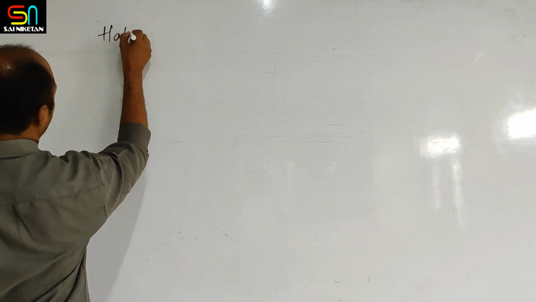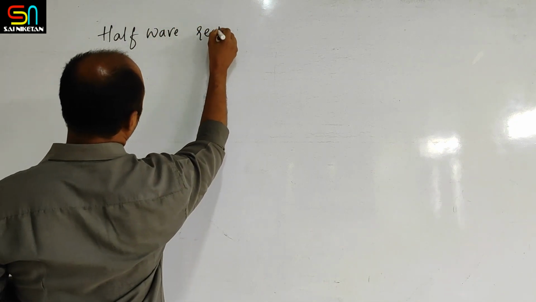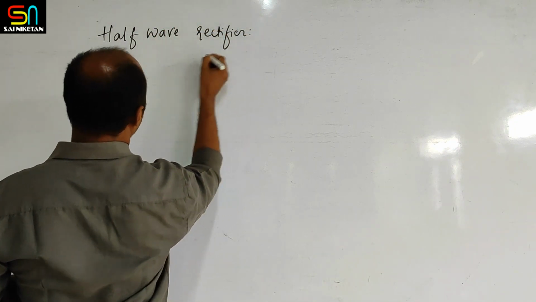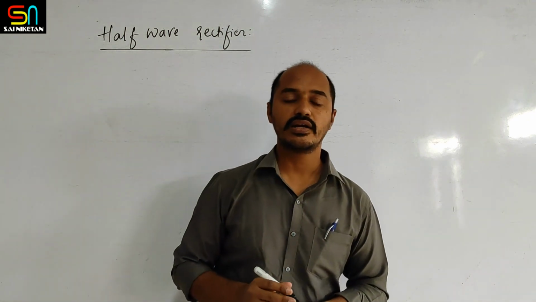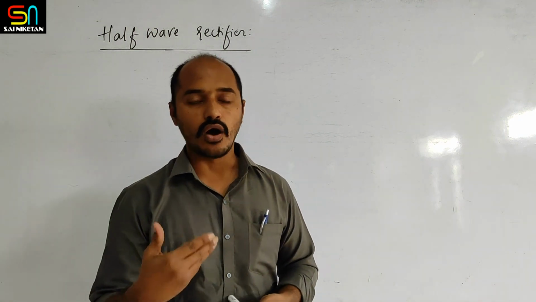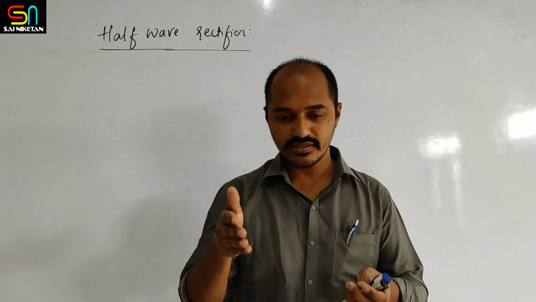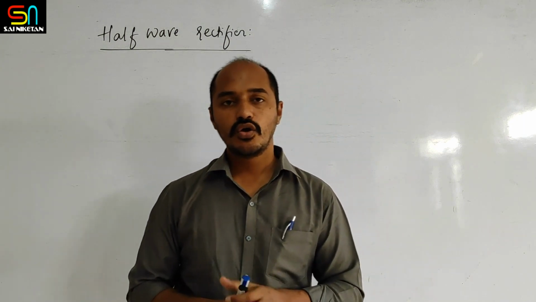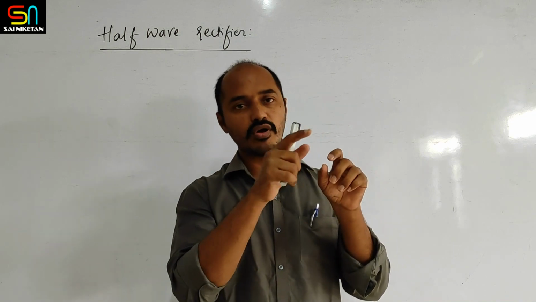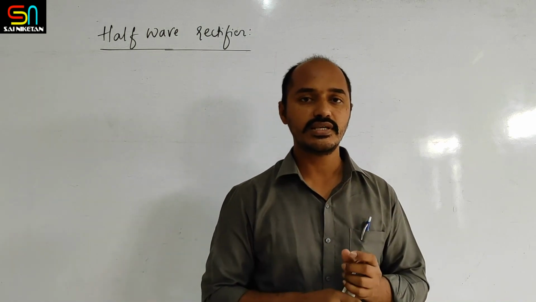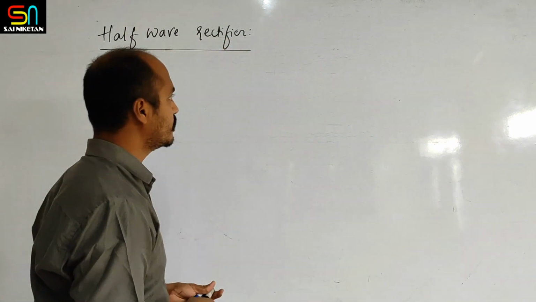So half wave rectifier, it is a rectifier which gives an output only for half cycle of alternate current. Means these are the kind of rectifiers which only give the output during half cycle. It may be the positive cycle, it may be the negative cycle of the AC that gives the output. So how it works and what the components are, we will see.